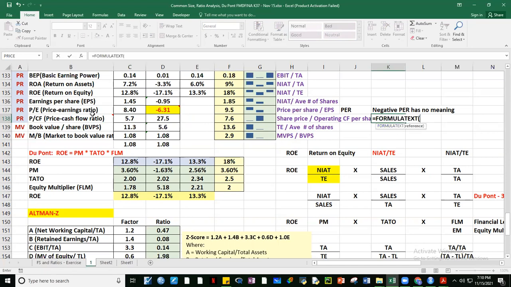Formula text nitong ito. Okay, so ito yung formula, no? So that's your price per cash flow per share. Okay, so the higher the price to cash flow ratio, the more expensive it is.